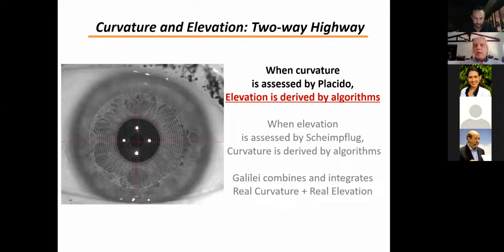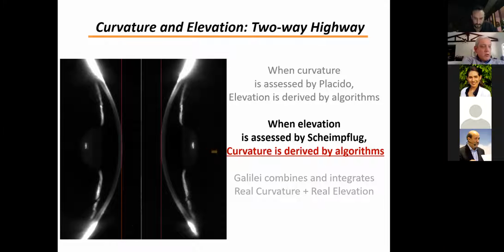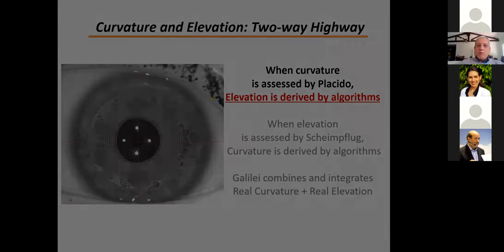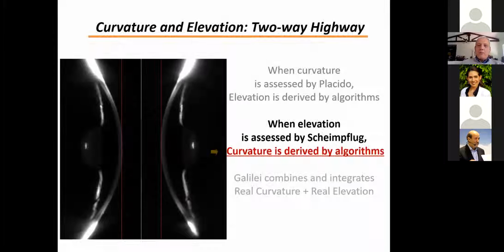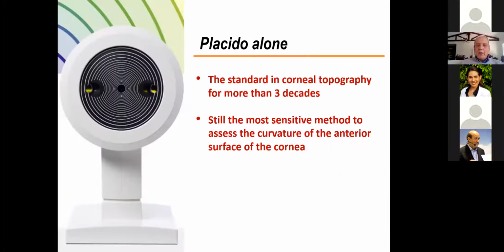Galilei has Placido and Scheimpflug, but to say that is too simple. We have to understand that elevation is derived by algorithm, and curvature may be derived by algorithm when we get only elevation. In other words, from Placido, we get curvature and we can get elevation. And from Scheimpflug, we get elevation, but we can get curvature. It's a two-way highway, mathematical.